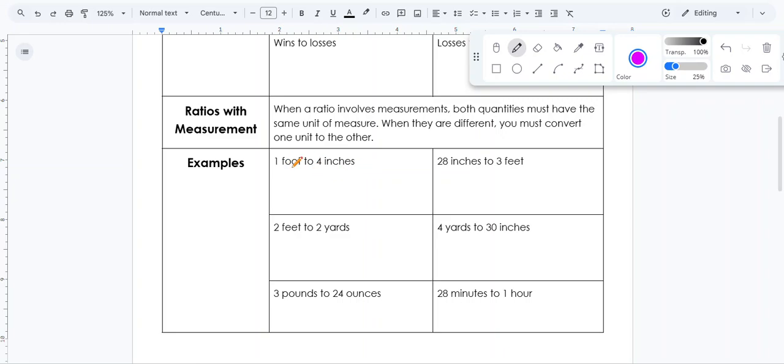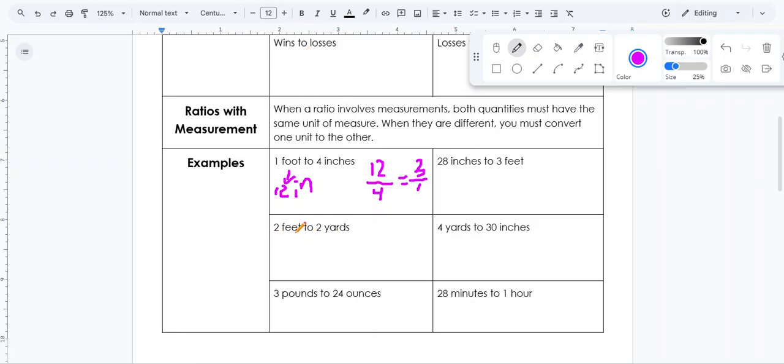So for example, this says 1 foot to 4 inches. Well, it's easier to convert 1 foot to inches than it is 4 inches to feet. So how many inches are in a foot? Well, there's 12 inches in a foot, right? So 1 foot is really 12 inches. So that means that this ratio would be 12 over 4, and I can simplify that into 3 over 1. So that means for every 3 inches, it'll be 1 inch. 3 to 1. Okay? Go ahead and you can try that one on your own.